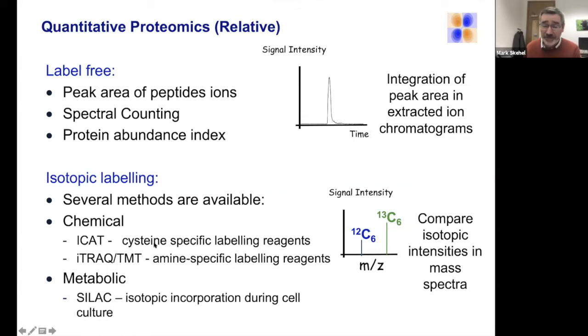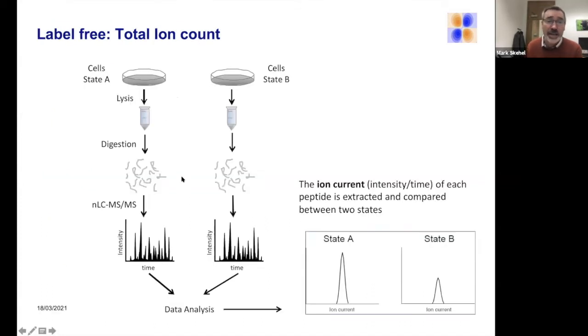They all have their different pros and cons, and I think you need to think about it and work out which is the best approach for your experiment. They all have intrinsic difficulties or problems, but you need to work out which is the right one for your experiment. So label free, you're looking at two states, as it suggests. You're looking at state A and state B, and you're analyzing them separately.